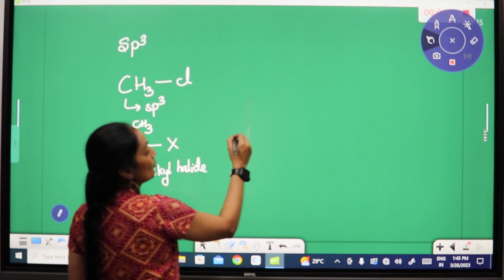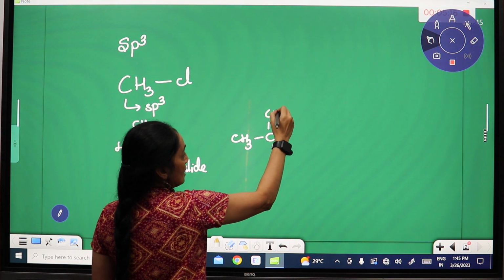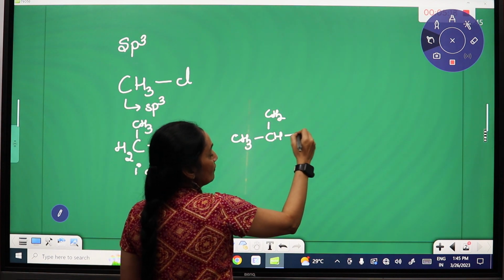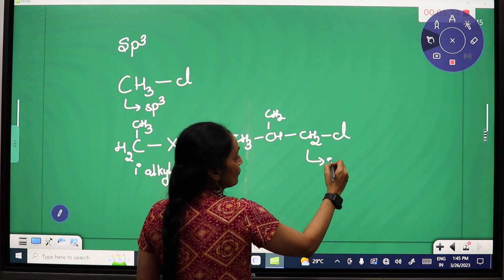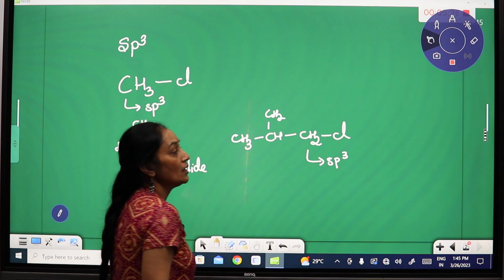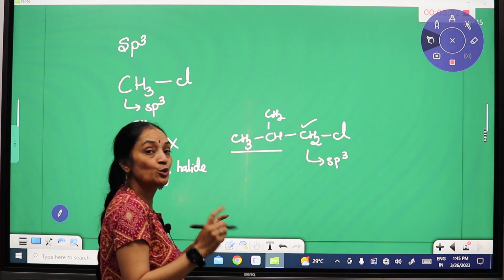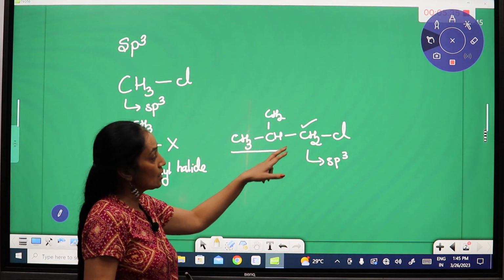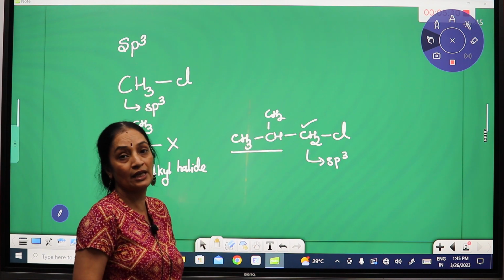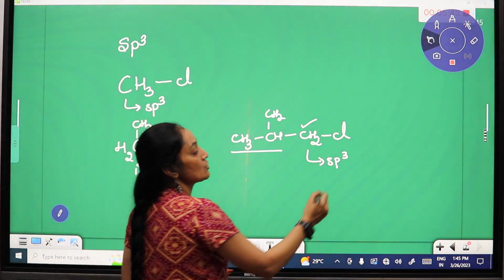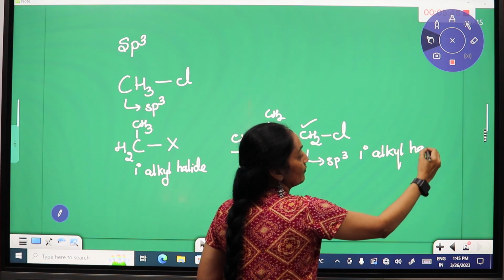Let me give you one more example. We have here CH3, C, CH2, one hydrogen. Then we have here CH2Cl. You can see that the carbon atom is sp3 hybridized. We are not going to classify based on this. We are going to classify based on the carbon atom to which a halogen is bonded. In this, 2 hydrogen remain as they are, whereas 1 hydrogen atom is substituted by a bulky group. Even this we consider to be a primary alkyl halide.